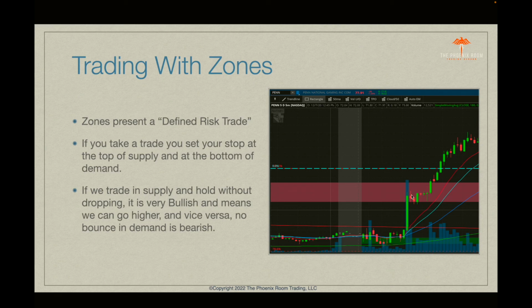Now you hit this supply zone. Now you have two choices, or three. One, you can take your profit. Two, you can just hold it. Or three, you can trim profit and leave runners, which is what I would recommend. Right? But if we trade in supply and we hold in the supply zone without dropping, this is very bullish. It means we can go higher, and vice versa in the demand zone. No bounce in demand is bearish.